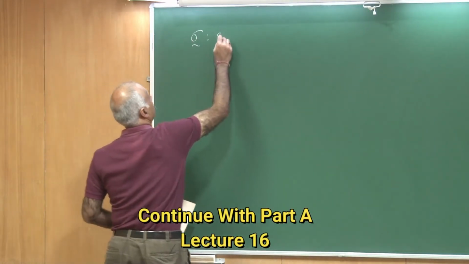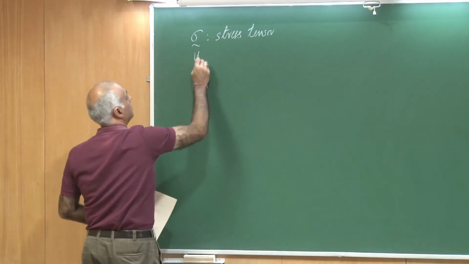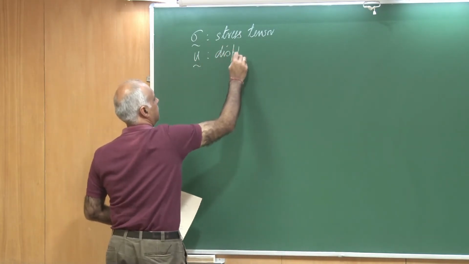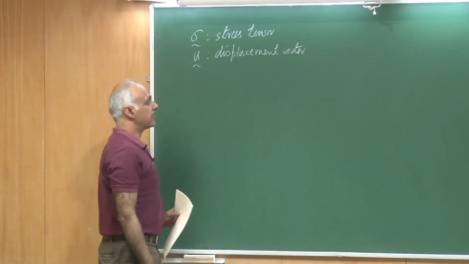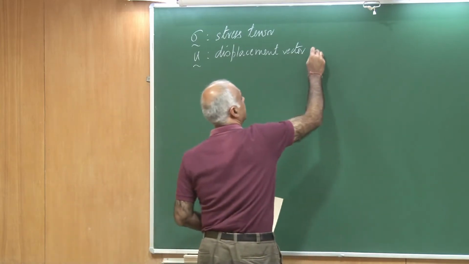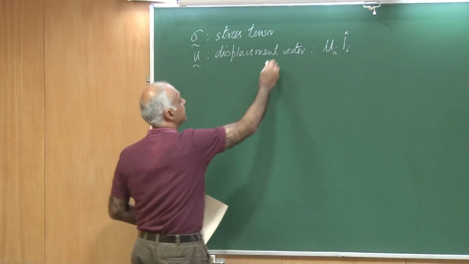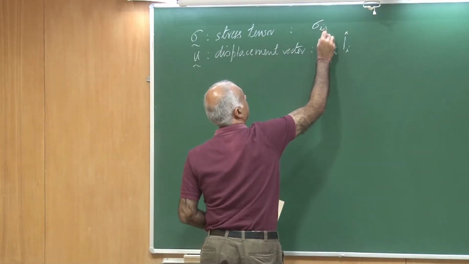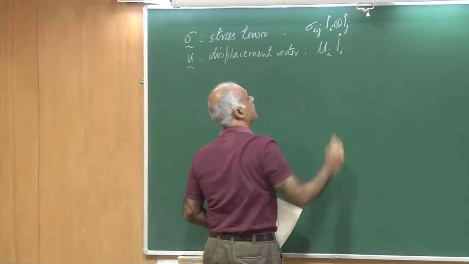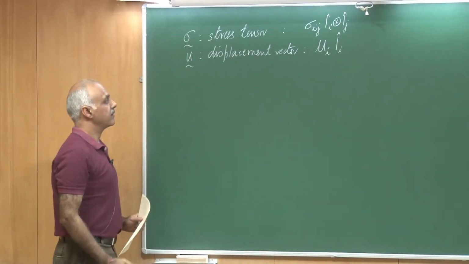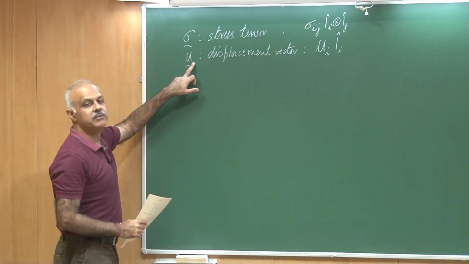So, sigma is the stress tensor and u is the displacement vector. In fact, I could write this in terms of its components u_i. And as I said, the stress tensor could be written in terms of its components sigma_ij, and this is a dyadic. So, you can think of u as some kind of deformation.